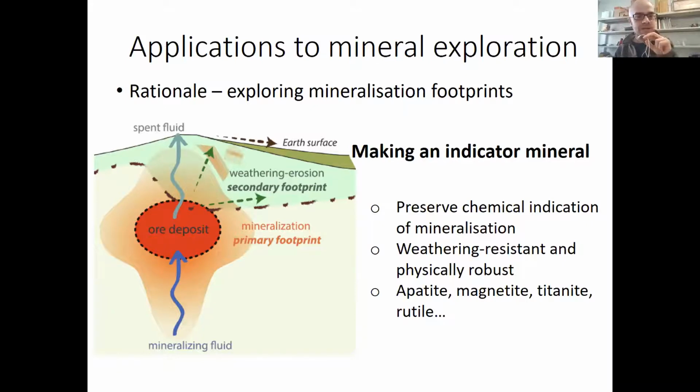Now, to identify a good ideal indicator mineral, we will have to identify a mineral that, first of all, preserves chemical evidence of the primary mineralization processes. And then this mineral needs to be also weathering resistant and physically robust, so it can withstand a cycle of erosion and transport. So various minerals have been tested. That includes apatite or magnetite, rutile, zircon, titanite, and so on.